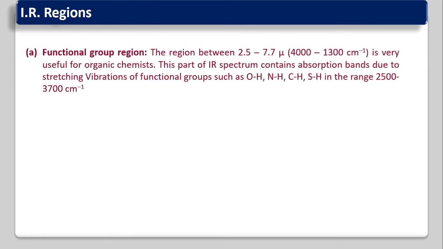I will see the IR regions one by one. The first one is the functional group region. The region between 2.5 to 7.7 micron, that is 4000 to 1300 centimeter inverse, is very useful for the organic chemist, because this is the functional group region. All the functional groups absorb in this region.